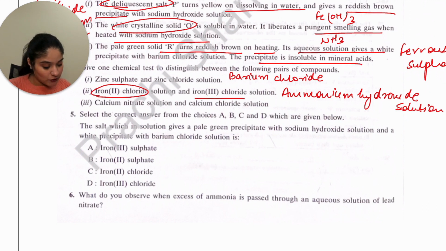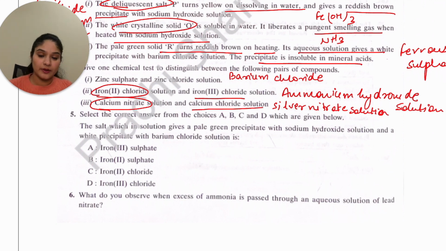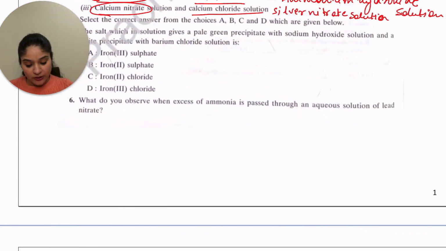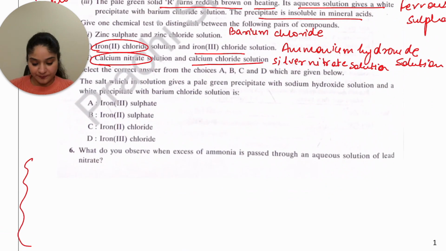Then we have calcium nitrate solution and calcium chloride solution. So we'll be using silver nitrate solution for that. Let me write it here. Silver nitrate solution, because for calcium nitrate no visible effect is seen, whereas for calcium chloride solution a white PPT appears which is soluble in excess. Okay, a white PPT appears which is soluble in excess. I will still make sure that I write the answers right here once I'm uploading this.